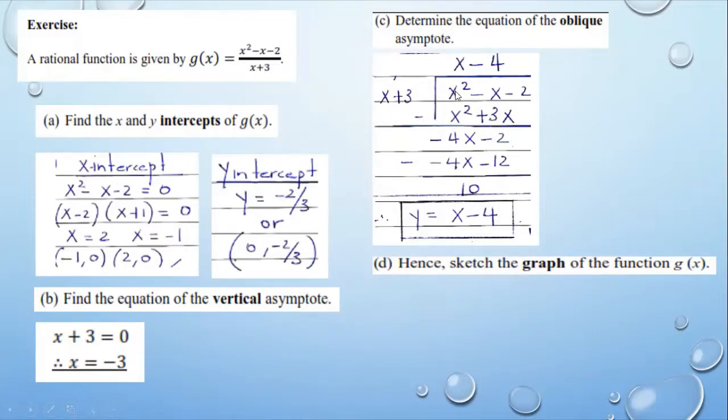Then subtract. x squared minus x squared is 0, so I have not written anything. Negative x minus positive 3x is negative 4x. See, it's negative 4x here, and then this negative 2 that was left on top came down here. So we are left with negative 4x minus 2.